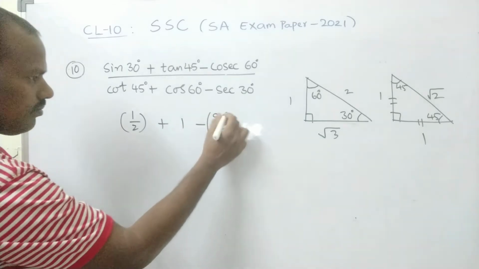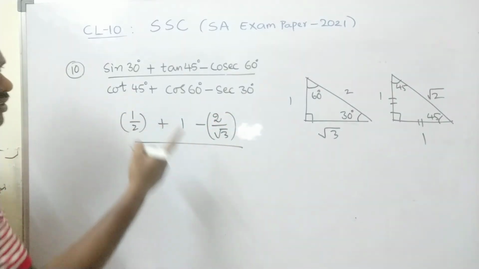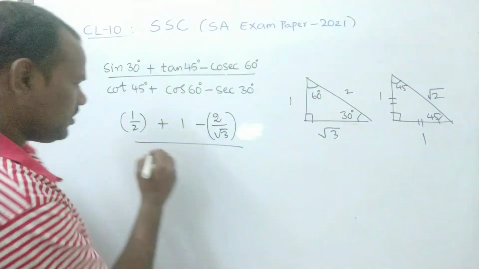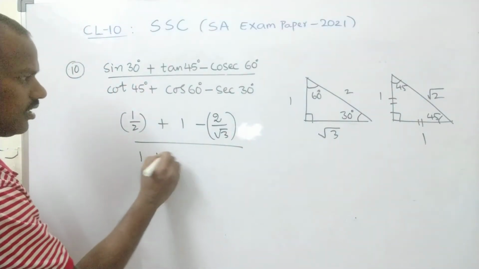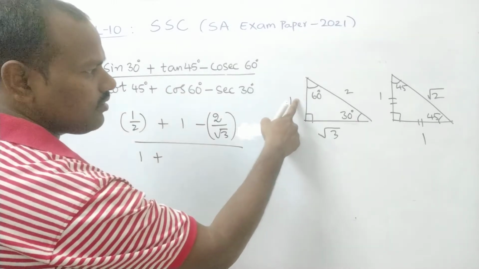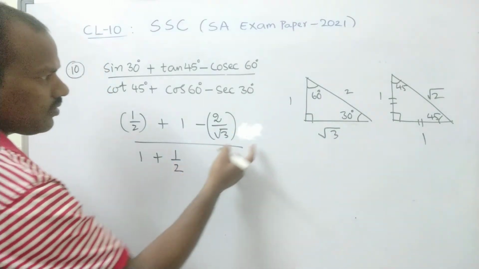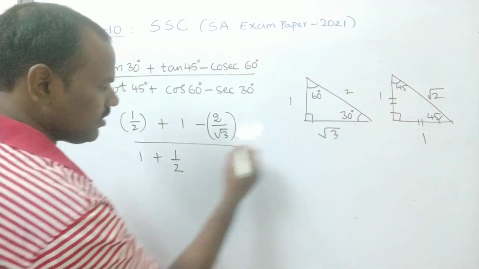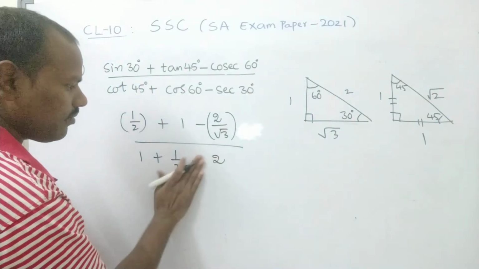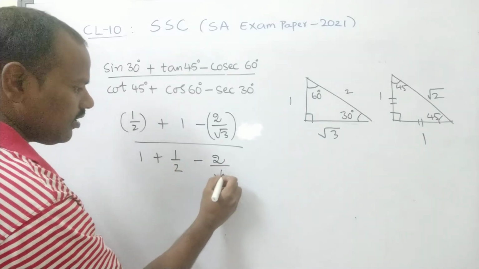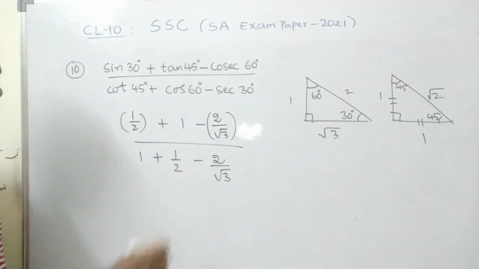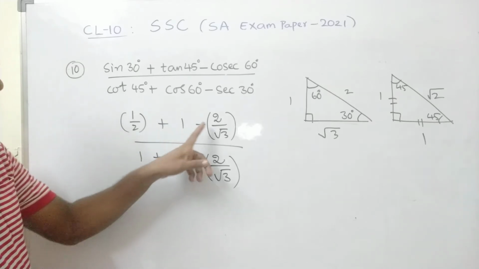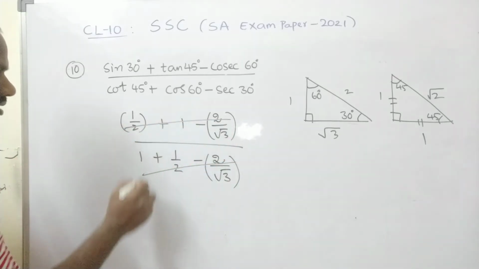Next, here cot 45. Cot 45 equals adjacent by opposite side, which is 1 by 1, which is 1, plus cos 60, adjacent by hypotenuse, which is 1 by 2, and sec 30 degrees, hypotenuse by adjacent, which is 2 by root 3, minus 2 by root 3. Interestingly, here numerator and denominator are the same: 1 by 2, 1 by 2, 1, 1. So 2 by root 3 entirely you can cancel, equal to 1.